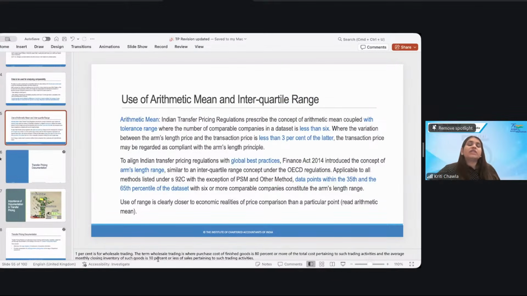Now, this is where use of a range is closer to economic realities of price comparison than a particular point. The particular point is arithmetic mean. This is the reason the concept of range is much better as compared to arithmetic mean. But then you have to look at the number of comparable companies that are applicable to decide whether arithmetic mean is to be used or range concept is to be used.